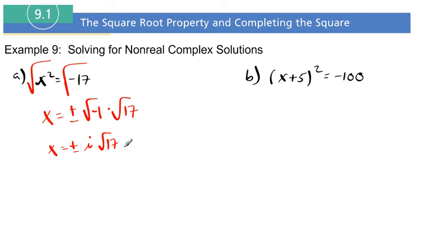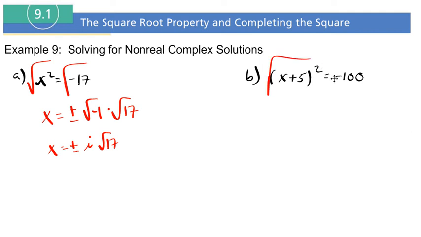And again, we always want to put the i in front of the radical, because if you put it behind it, we're not sure if it's supposed to go underneath the radical or if it's outside. So this just eliminates that confusion. All right? And that's the answer. The answer is plus or minus i radical 17, which means this is not a real number. There's an i in there. It's imaginary.